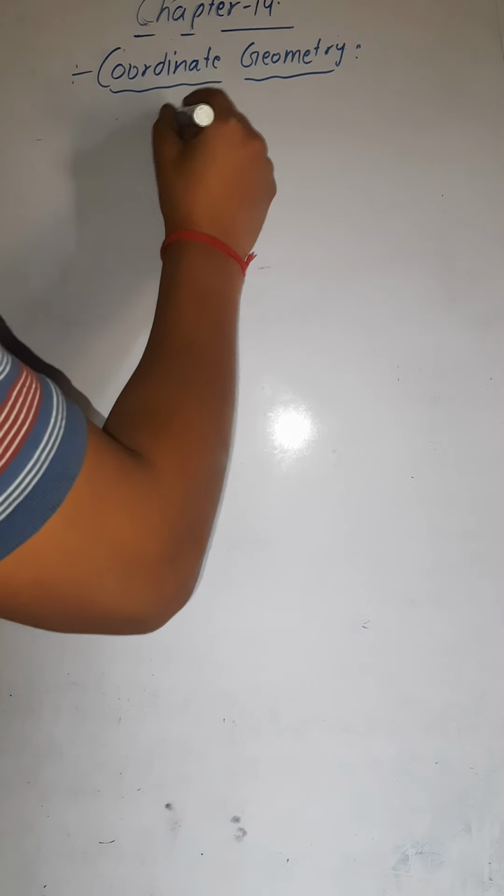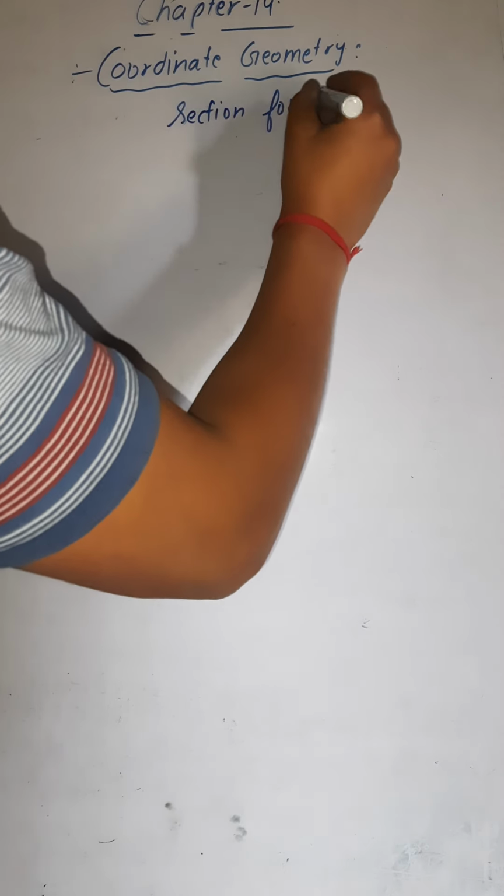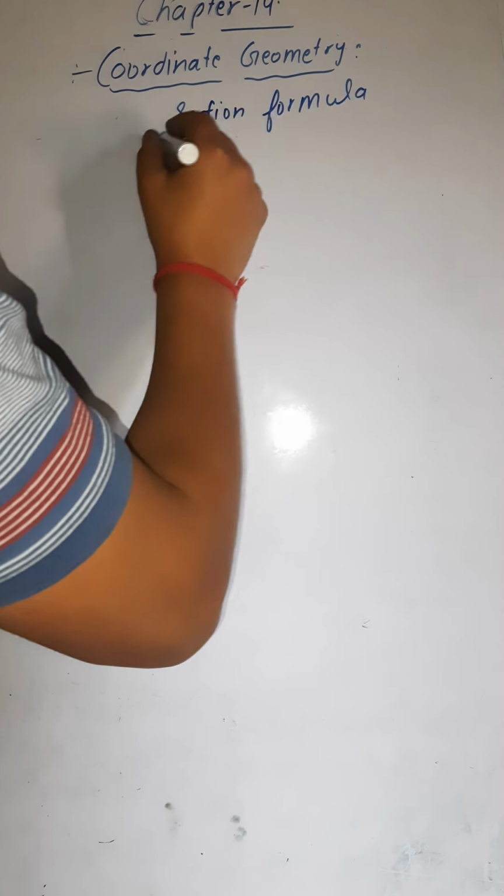So, hello dear students. Today, in chapter number 14 of coordinate geometry, the topic we will be discussing is the section formula. What is this section formula all about? How would you derive this section formula?